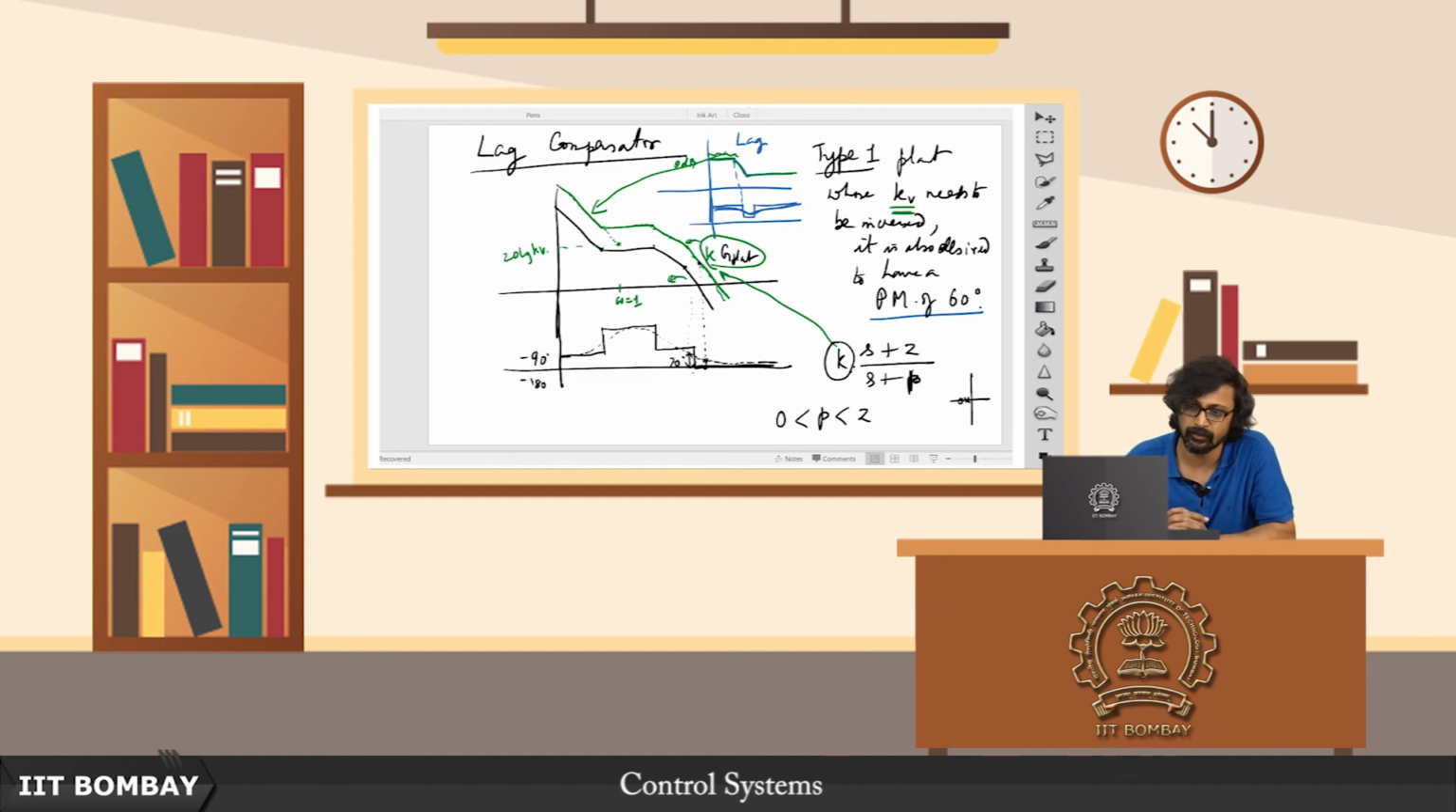So, with that we come to the end of our discussions on Bode plots. From the next lecture on, we shall start talking about a new topic, which is Nyquist criteria.